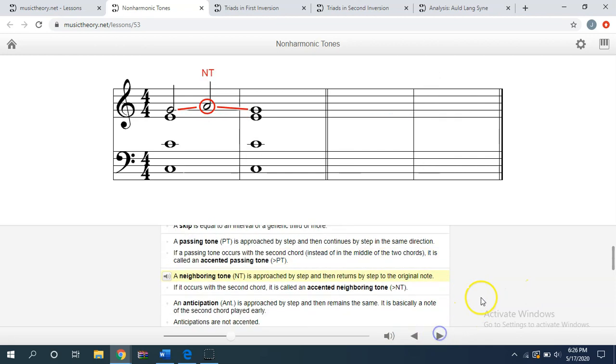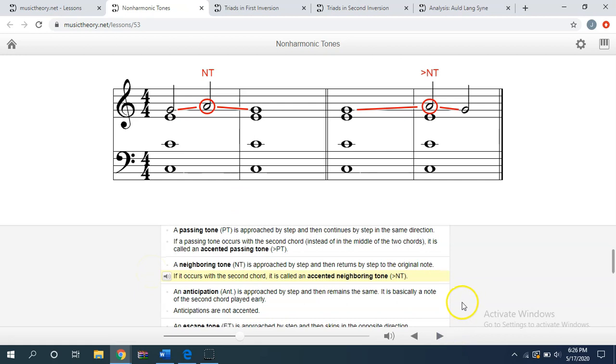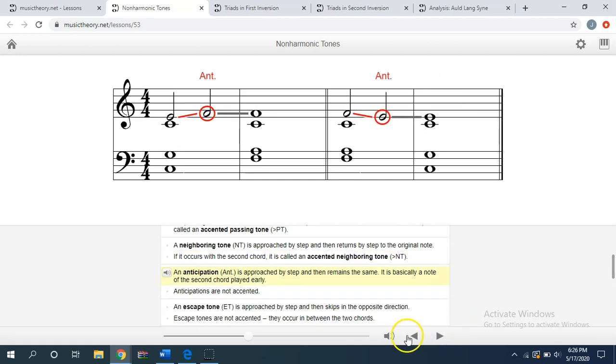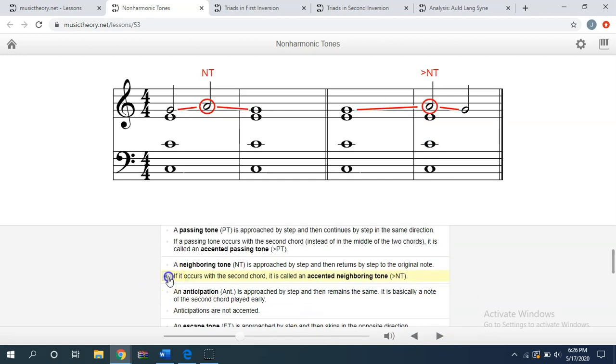A neighboring tone, a different kind of non-harmonic tone, is approached by step and then returns by step to the original note. Goes up to the note, comes right back down. Here's what it sounds like. Adds a little bit of color and a little bit of flavor to the chord. If it occurs within the second chord, it's called an accented neighboring tone, just like the accented passing tone. Here's what that sounds like.